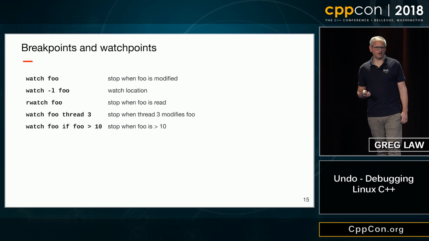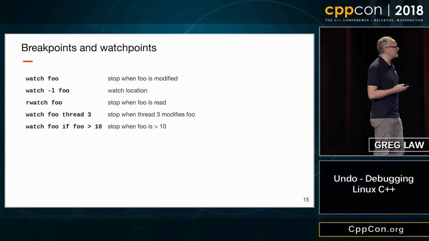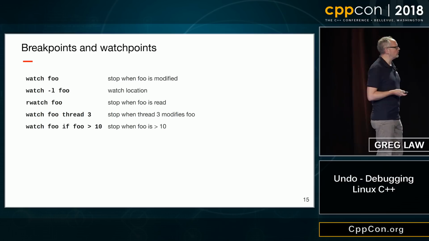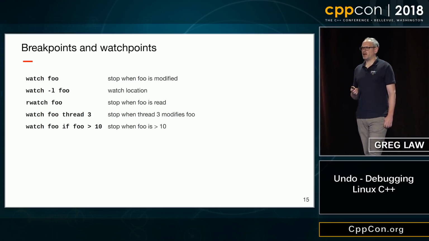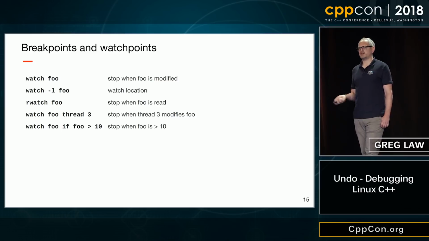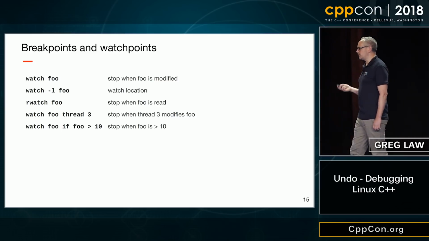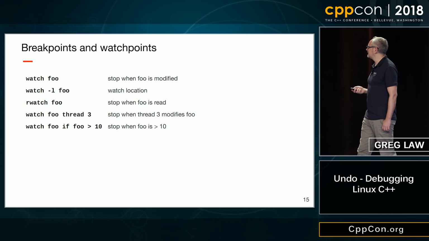So watch -L, which is new-ish, I don't know, 7 point something, because anything newer than a few years old will support watch -location. And that won't try to do the clever thing of stopping watching when it goes out of scope. So if you've got some local variable that's being trashed, it'll just watch that address.